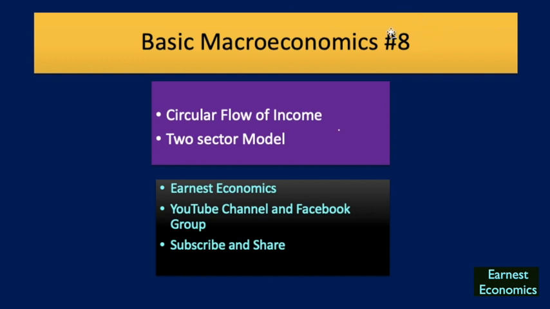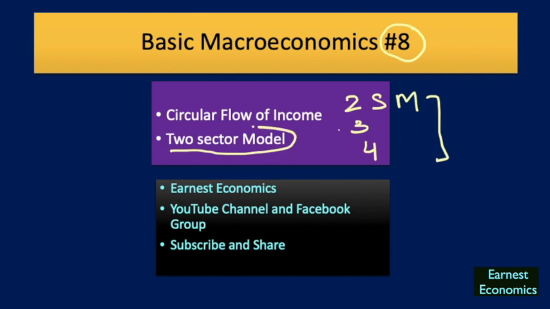Today it is our eighth lecture on basic macroeconomics, and we are going to study circular flow of income. Now, circular flow of income is studied for different models. We have two sector model, we have three sector model, then we have four sector model. So we are having three models, and we begin obviously by the two sector model because that is the most fundamental and elementary of these models. Therefore we have to study this.